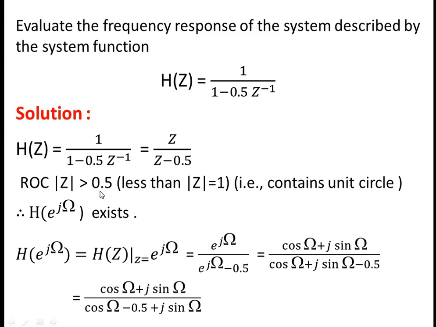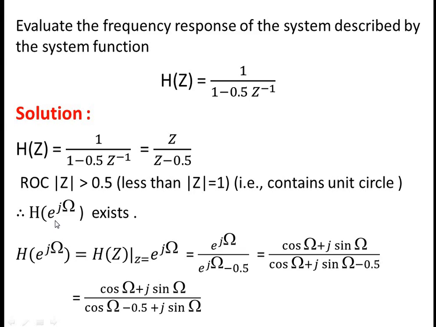Now we'll check for the existence of h of e power j omega. The DTFT will exist only for a stable system, and for a stable system the ROC must contain the unit circle. Here the value starts from 0.5 and moves on till infinity. So from 0.5 to infinity we have the value 1, so it contains the unit circle. So we can say that h of e power j omega exists.